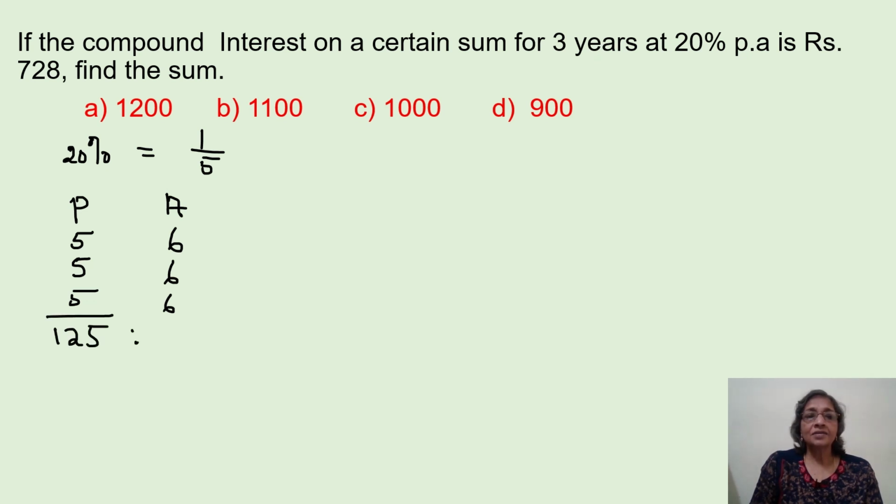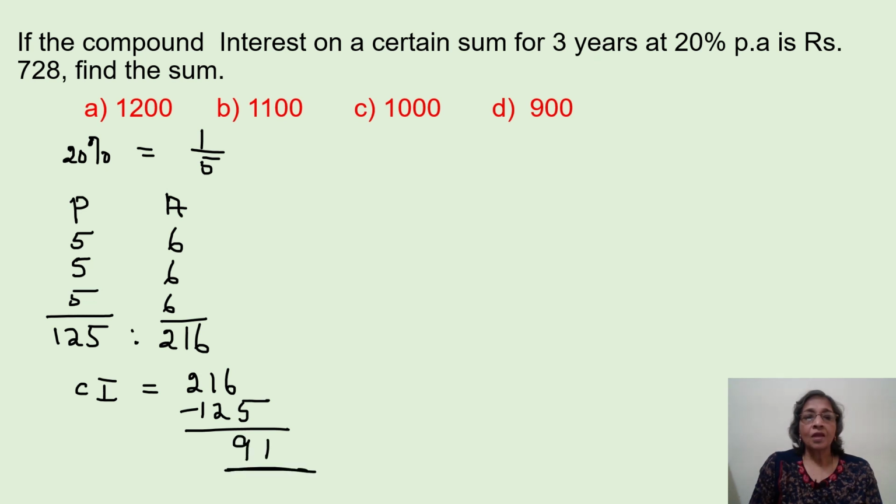125 here and 216. So how much is the compound interest here? 216 minus 125. Okay, now we know the compound interest. So if the compound interest is 91, then the principal, how much is the principal here? 125. So the principal is 125.